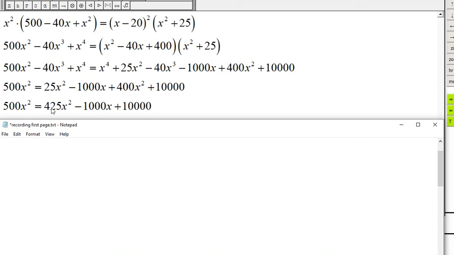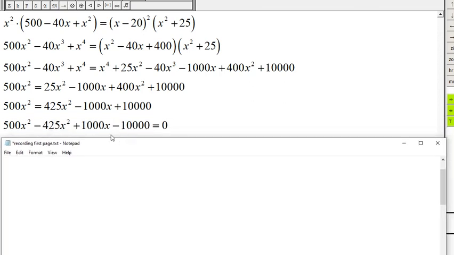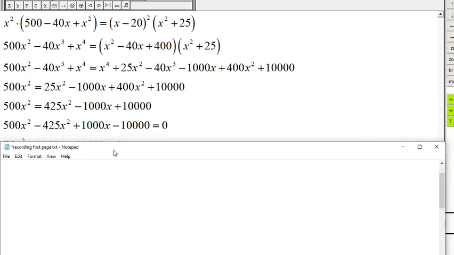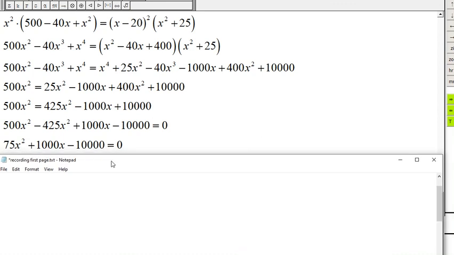Now move everything to the left so we can solve for x. When we move this term 425x squared to the left, it becomes minus 425x squared. This term moving to the left becomes plus 1000x. This term moved to the left becomes minus 10,000. 500x squared minus 425x squared is 75x squared.